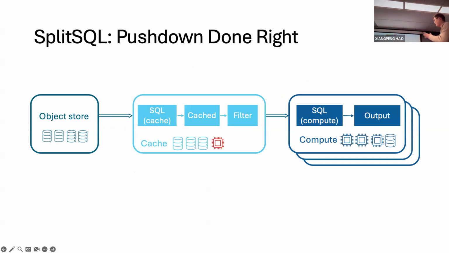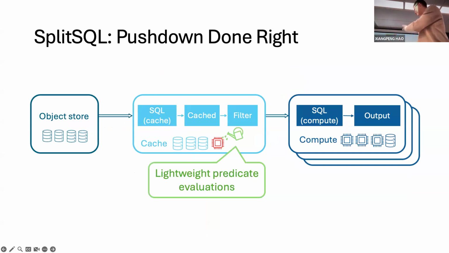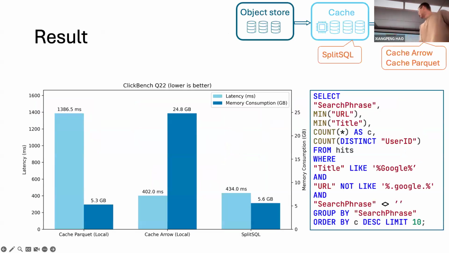That is the key question we're going to answer in this talk, and we have an architecture like this. The system we're building is a disaggregated cache in the middle, between the object store and the compute node, where we evaluate different parts of the queries on different parts of the system. So we call it split SQL pushdown. And we have some tricks to make sure the caching is cost effective and also very fast to run, which we'll show in the next slide.